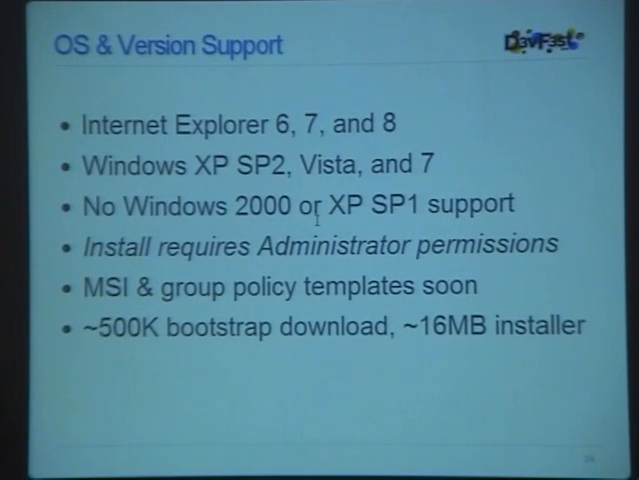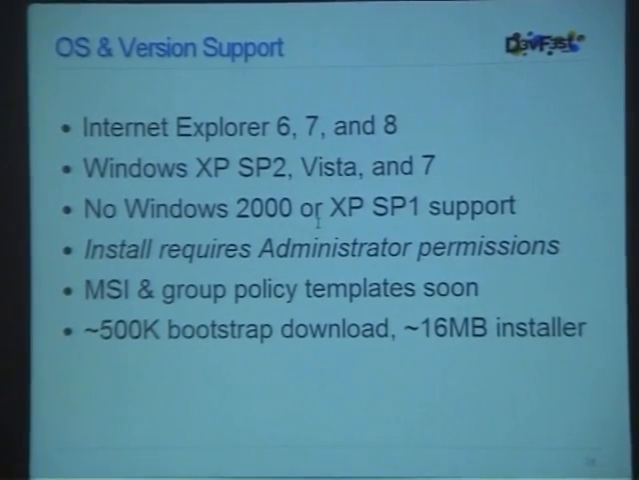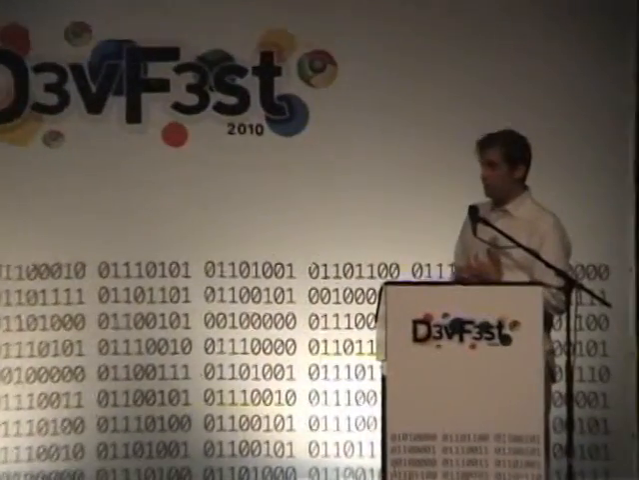So we support Internet Explorer 6, 7, and 8. We support Windows XP Service Pack 2 and above. Service Pack 1 and below don't have some of the necessary security features to make Chrome's sandboxing system, which is very unique and incredibly secure, work. So we require at least Service Pack 2 for Windows XP. And we do require administrator privileges to install. The browser helper object system that Microsoft provides to extensions requires that you write to a portion of the registry that normal users don't have access to.